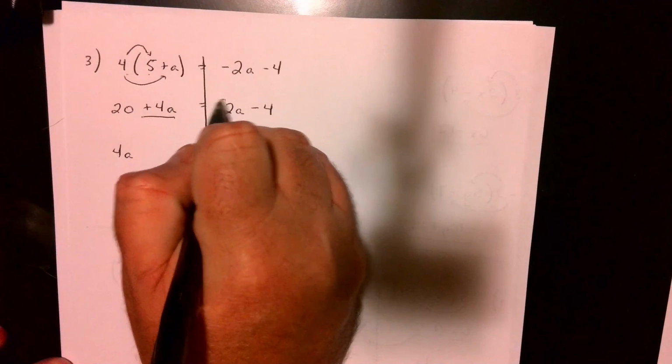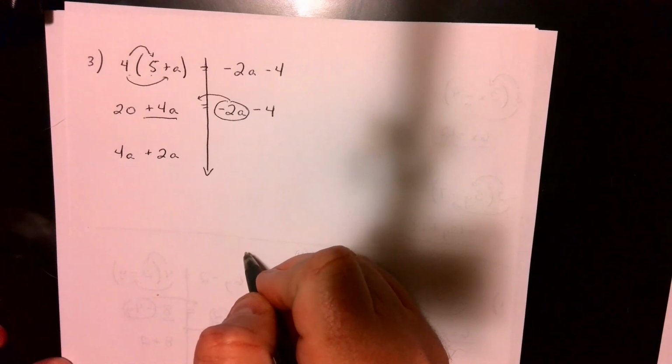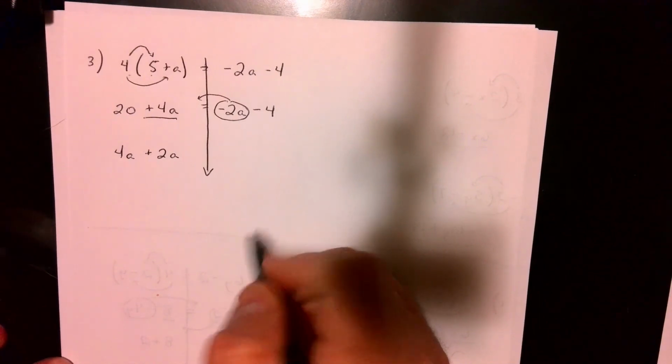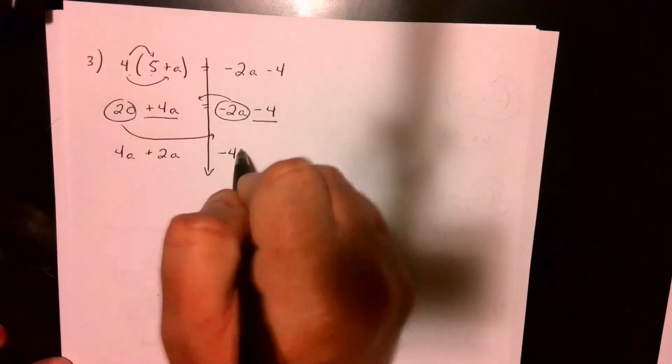Okay, from here you gotta get all your a's together. So 4a is gonna stay. Negative 2a is gonna hop across, change to a positive 2a. Over on this side we have a negative 4. This side we need to bring a positive 20 over, and it's going to change to a negative 20.